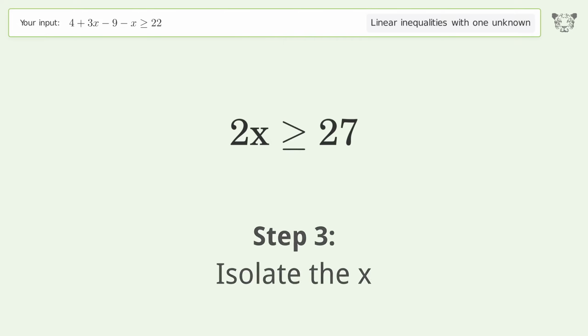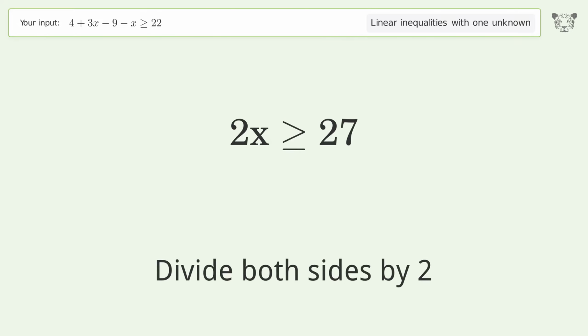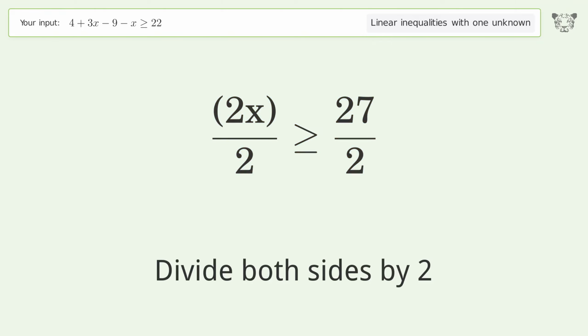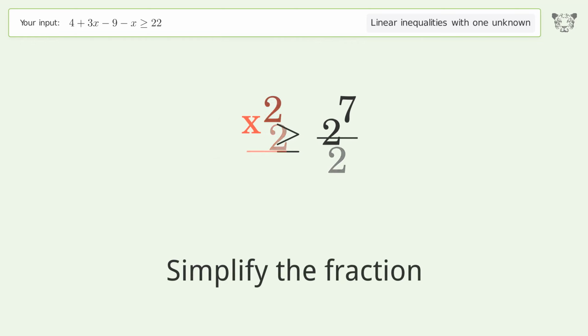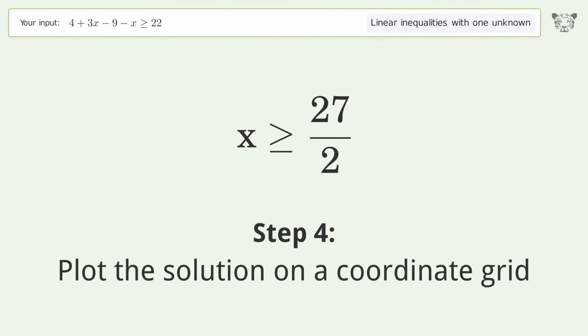Isolate the x. Divide both sides by 2. Simplify the fraction. Plot the solution on a coordinate grid.